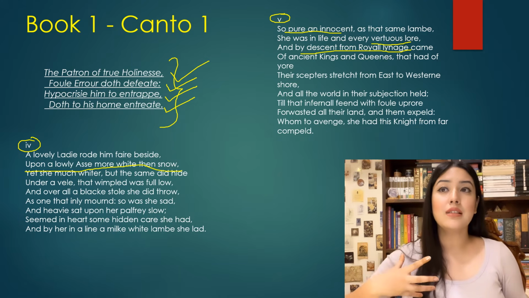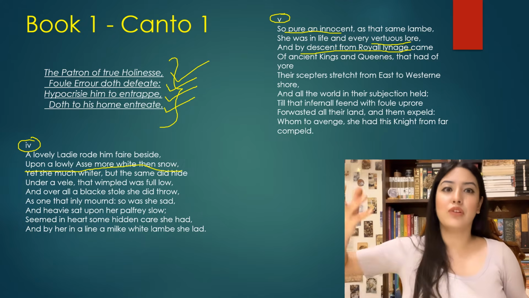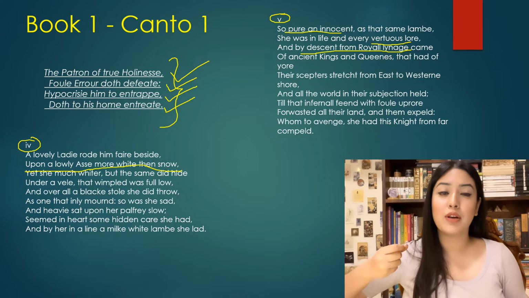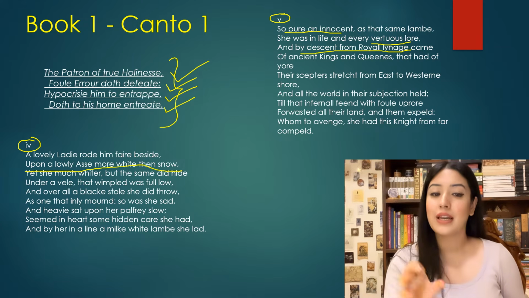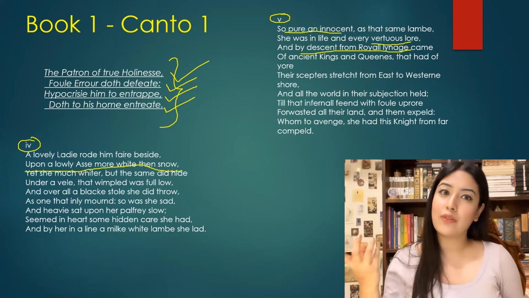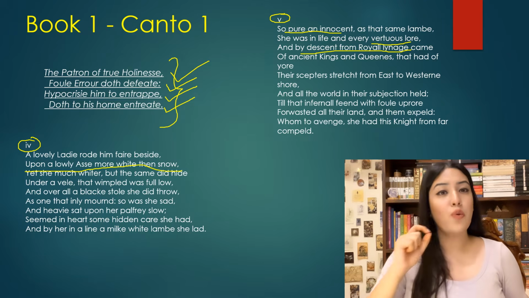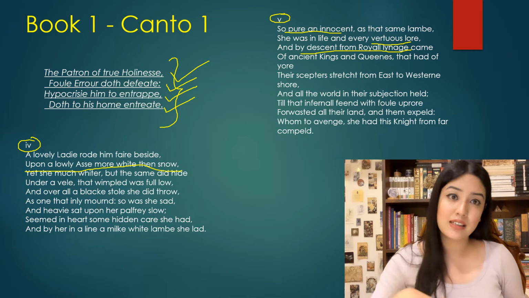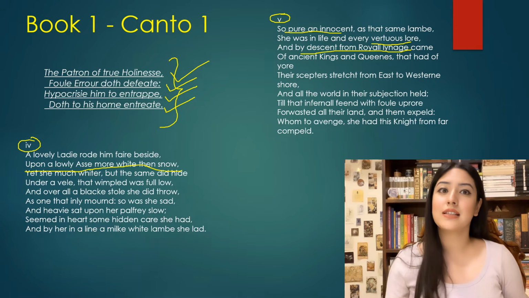She is the embodiment of truth, of maidenly virtue. So this is the description of Una. I have given this here as an example because I expect that in every character sketch you do, you underline the things that you can enter in your answers as far as the characters are concerned. So this is what you have to remember.